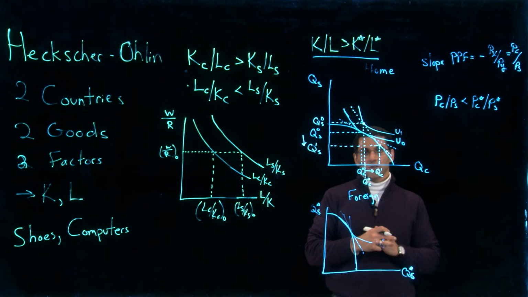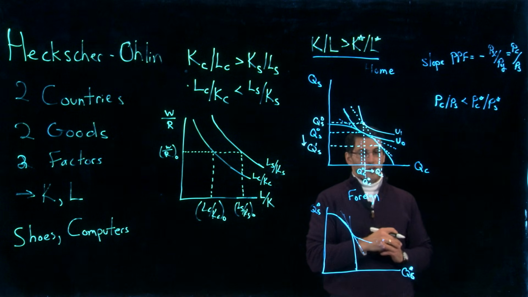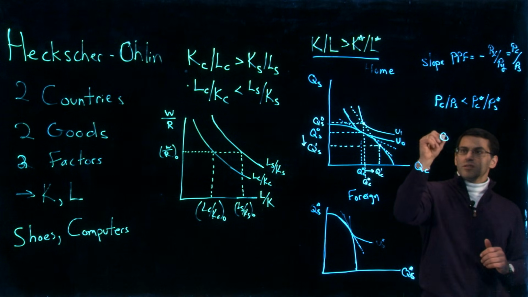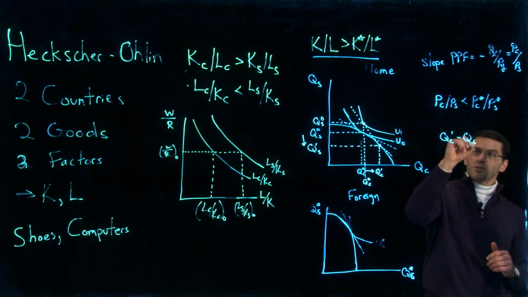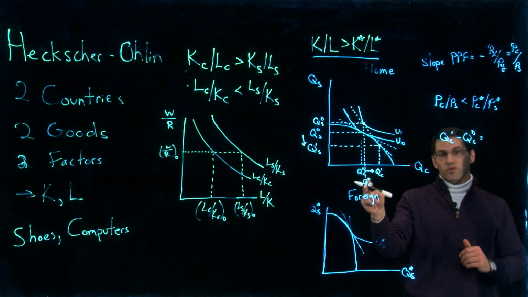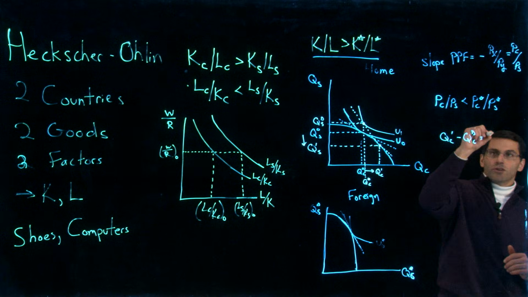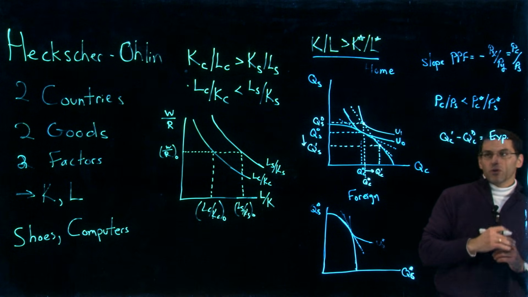And what do we see? Well, we see that we're producing up here, QC1, but we're only consuming QCD in the home country. So what's that difference? QC1 minus QCD. We're producing more computers than we're consuming in the home country, so those are our exports of computers.